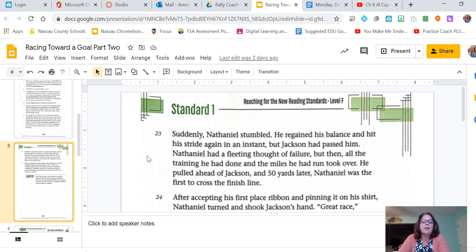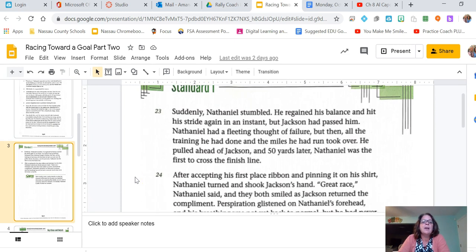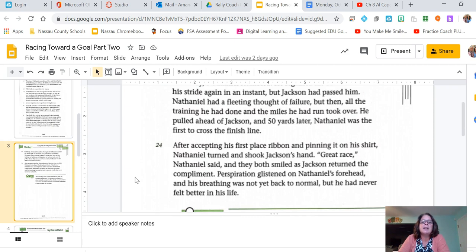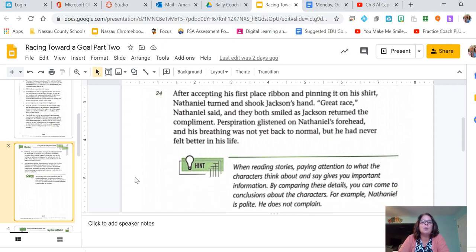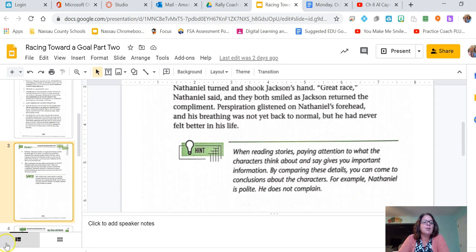Suddenly, Nathaniel stumbled. He regained his balance and hit his stride again in an instant, but Jackson had passed him. Nathaniel had a fleeting thought of failure, but then all the training he had done and the miles he had run took over. He pulled ahead of Jackson, and 50 yards later, Nathaniel was the first to cross the finish line. After accepting his first place ribbon and pinning on the shirt, Nathaniel turned and shook Jackson's hand. "Great race," Nathaniel said, and they both smiled as Jackson returned the compliment. Perspiration glistened on Nathaniel's forehead, and his breathing was not yet back to normal, but he had never felt better in his life.